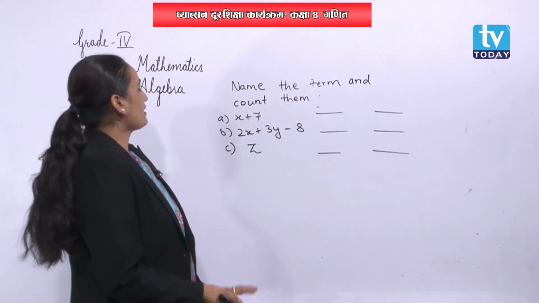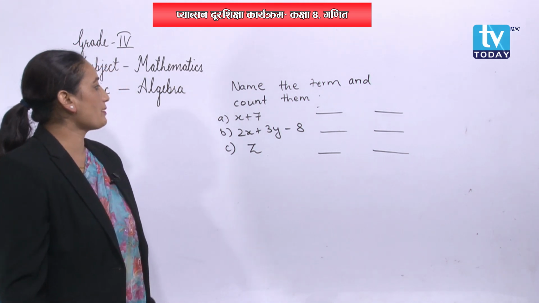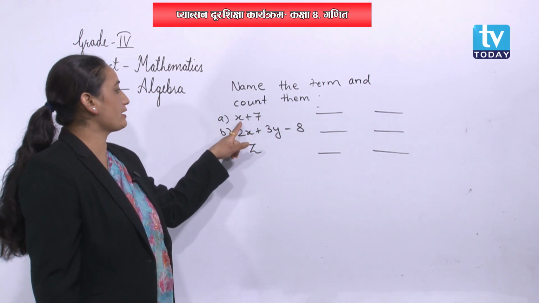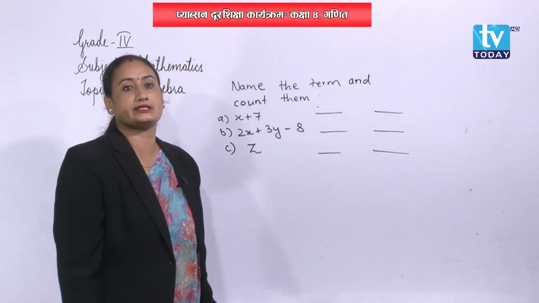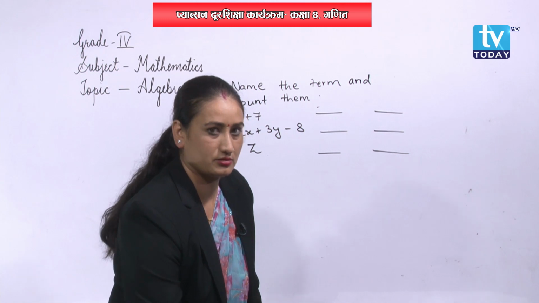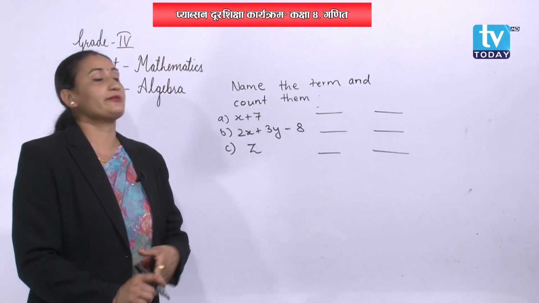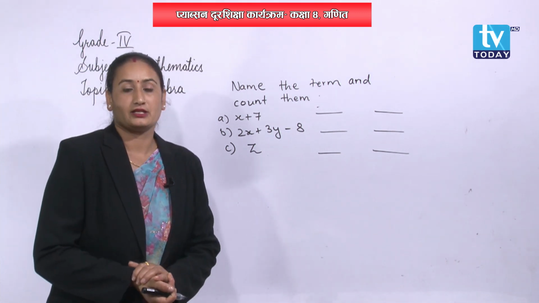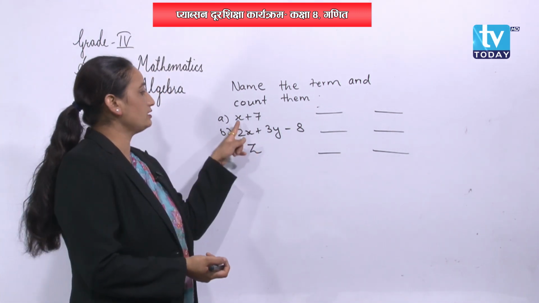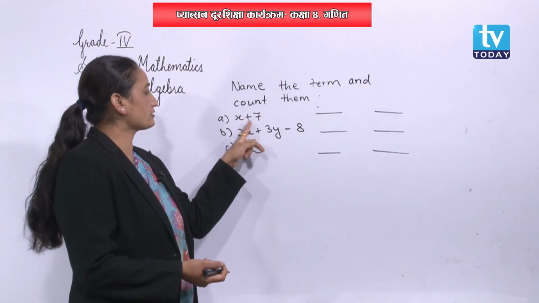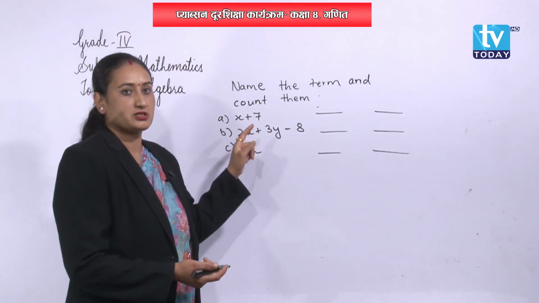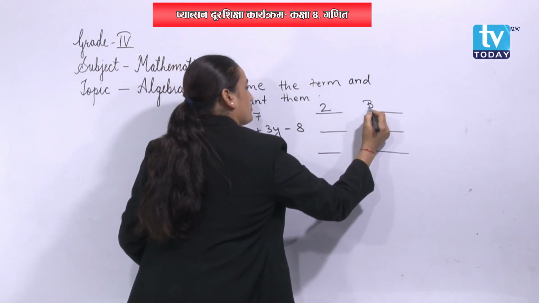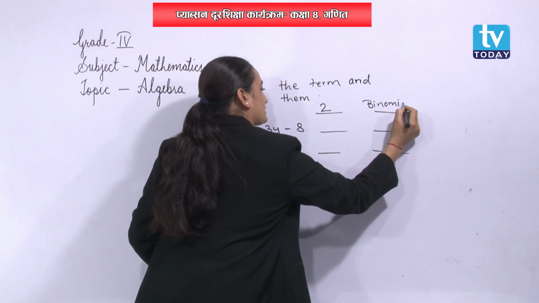Okay students, now have a look over here. Name the term and count them. First one, 2x plus 7 is there. Now let's name the term and count them. First one is x plus 7. So here, how many terms are there? 1, 2. Can you count the number? There are 2 terms. So we call it a binomial. Can we write it this way?